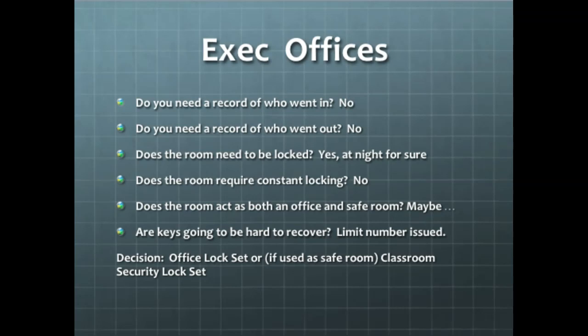You're only going to issue a limited number of keys, probably to them and them only, right? They may carry the office key to the executive office next door for convenience sake in case somebody forgets their keys. Mary is the top executive and Bob is the assistant, and Mary forgets her key. She can walk to Bob, hey, Bob, can you let me in? They may even be keyed alike, right, on a single key. But there'll be a limited number issued, so they're not going to be hard to recover if someone leaves. So that's why I went with either an office lock set, or if I'm going to use it as a safe room, and I go to that step because I think that there's a potential for that, classroom security lock. I use the decision points to get to my answer.